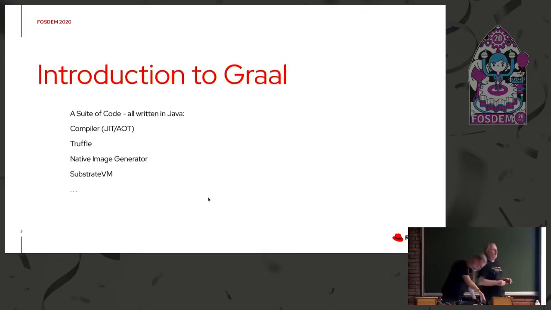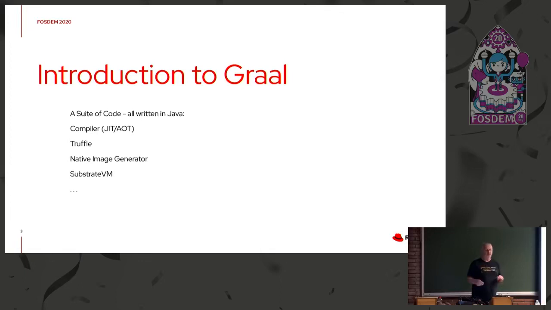So, Graal is not just one thing, it's actually a whole series of components, all written in Java. At the core of that is a compiler which is used for various different purposes. It can function as a JIT compiler, as an ahead-of-time compiler. There's an interpreter framework called Truffle, which can be used to provide support for a whole lot of interpreted languages that the compiler can then optimize by compiling.